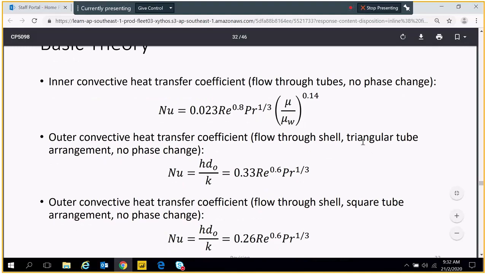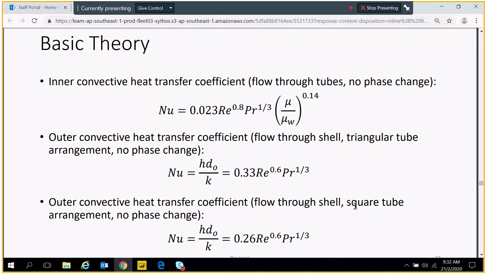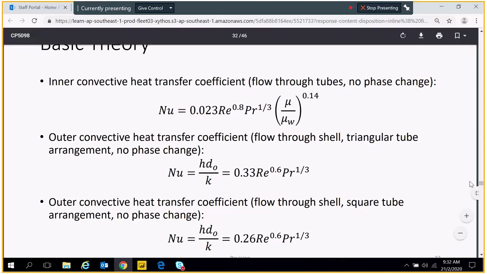So you could be asked, when do you use a triangular tube arrangement and when do you use a square tube arrangement? Think in terms of pressure loss. Which one has more pressure loss at the shell side, triangular or square? Now, which one is easier to clean, just the outer surface? Triangular, easier to clean, or square, easier to clean? And so on. So think in this way.